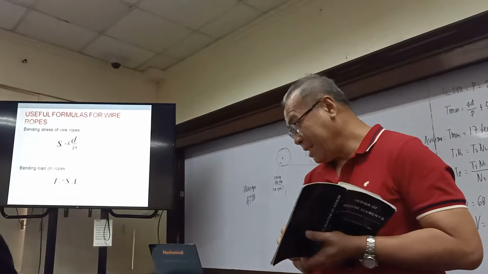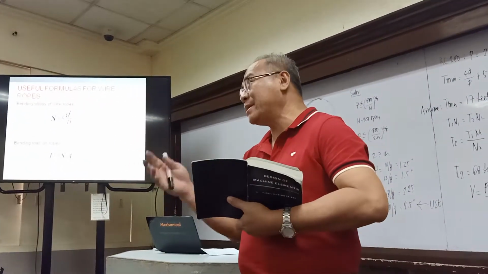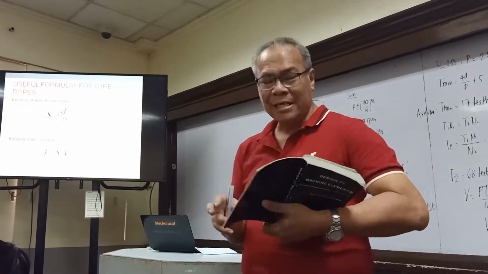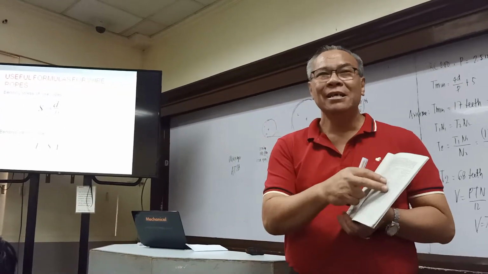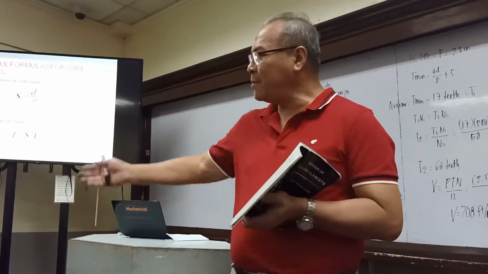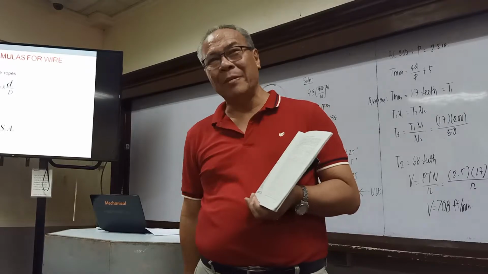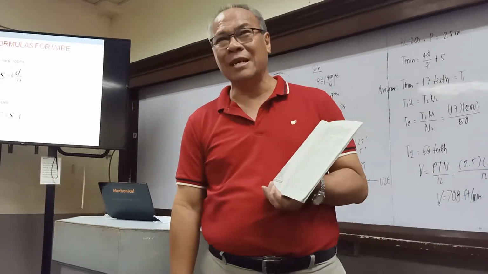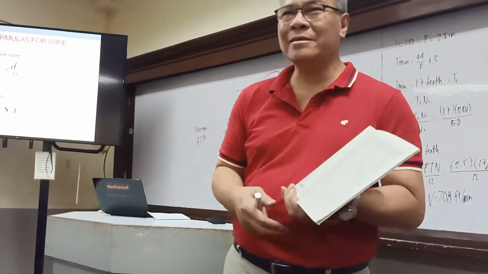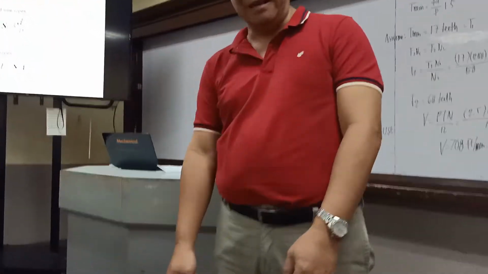Yung tatlo, 6 by 7. Pag may 8 by 19, may special na siya. So, these are the tables that we have. Again, we are dependent upon this table kasi simple lang naman yung equation. Yan lang, kaya nagpapalit-palit lang yan depende sa conditions natin. So, we will be using this table in determining or designing the wire rope itself.